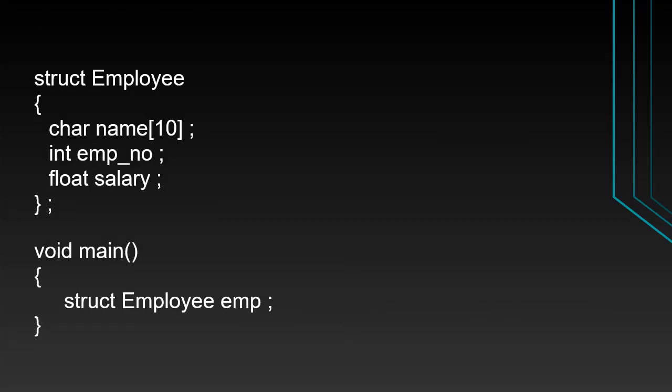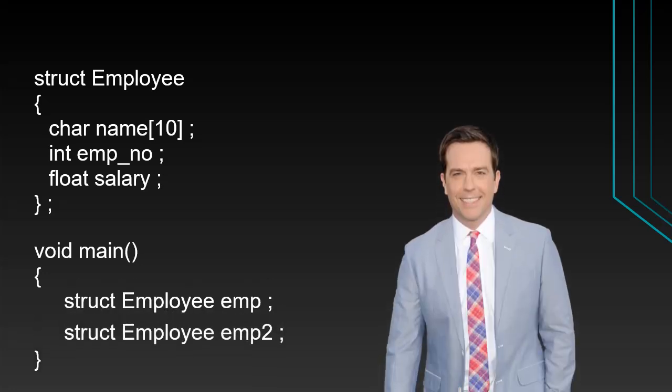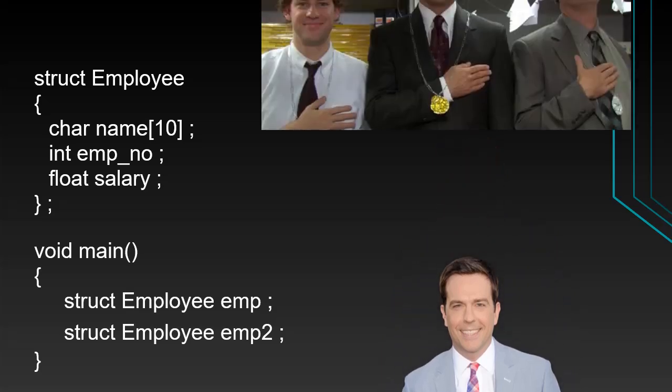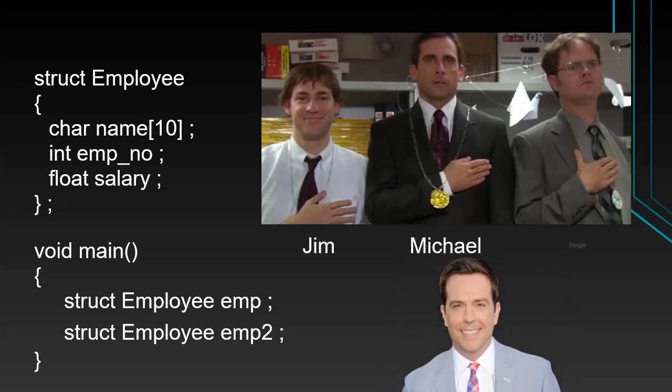Now we have an employee named John and his details. If we want to add another employee named Andy, we can declare another struct variable and store Andy's details. It may look like this. But what if we need to store the details of Jim, Michael, Dwight, and many others? Declaring different variables of struct employee data type is an inefficient way.